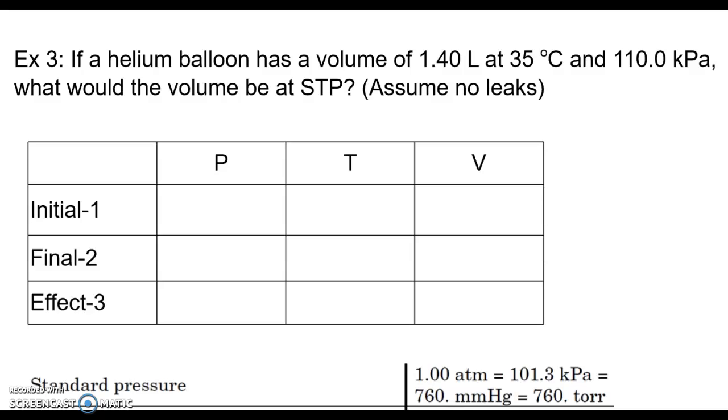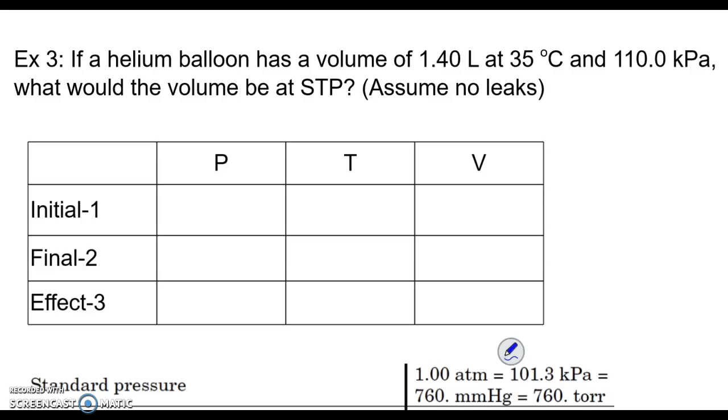So in this problem, in example 3, we have a helium balloon that has a volume of 1.40 liters at 35 degrees Celsius and 110 kilopascals. We're asked what would the volume be at STP, assuming that there are no leaks.